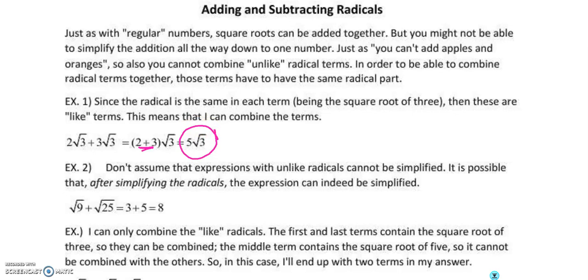It works with subtraction as well. If you're subtracting and you have the same number under the radical, you're just subtracting those coefficients, the numbers outside of the radical, and leaving the radical the same.